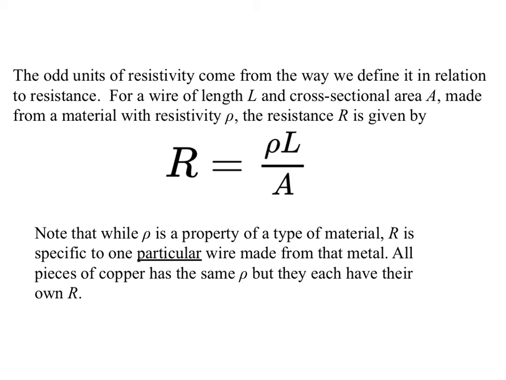All right, the odd units of resistivity come from the way we define it in relation to resistance. We say that if we have a wire of length L and cross-section A, so there's our wire, the resistance is defined as the length of the wire divided by the area of the wire times this constant rho. And so we get the ohm meter stuff.